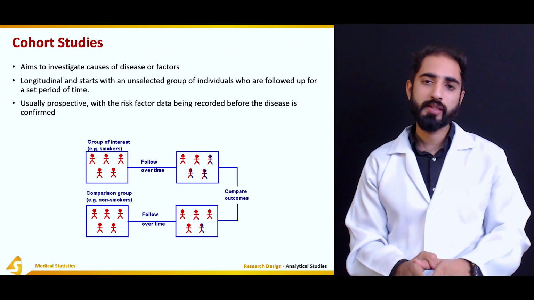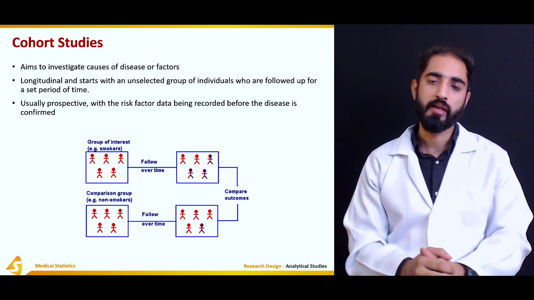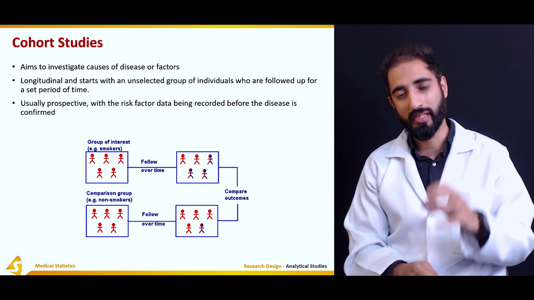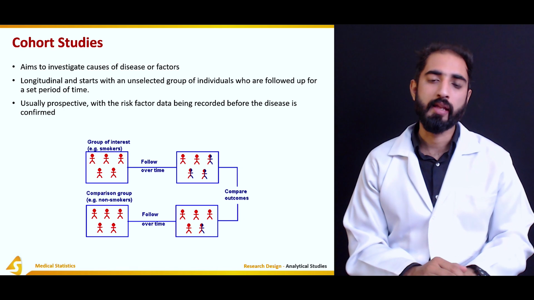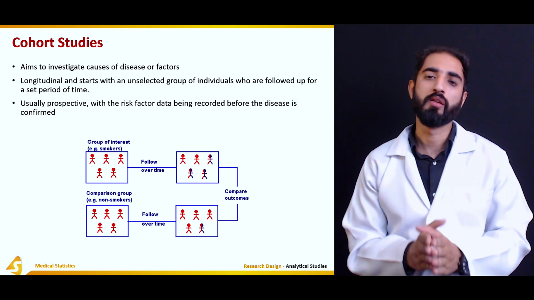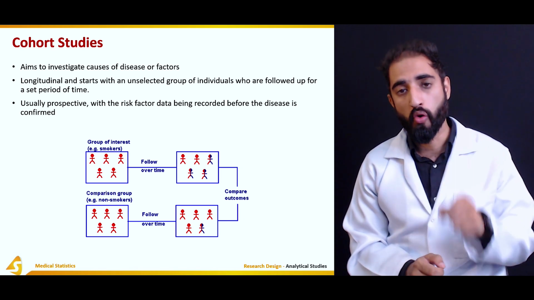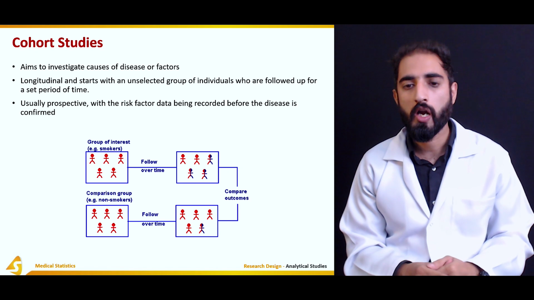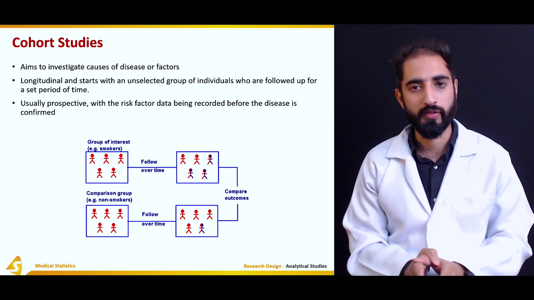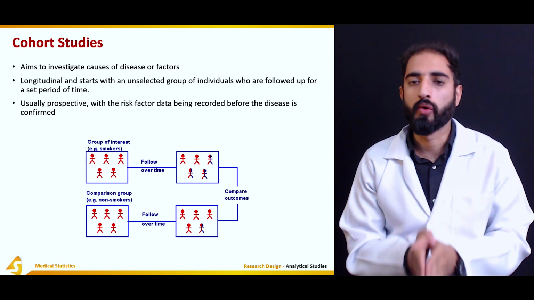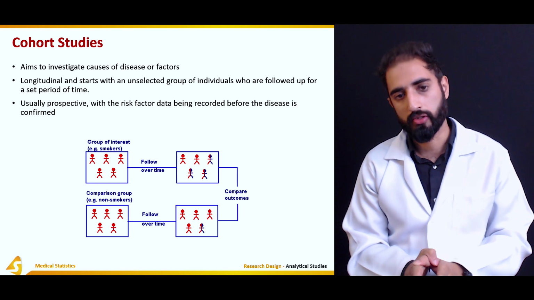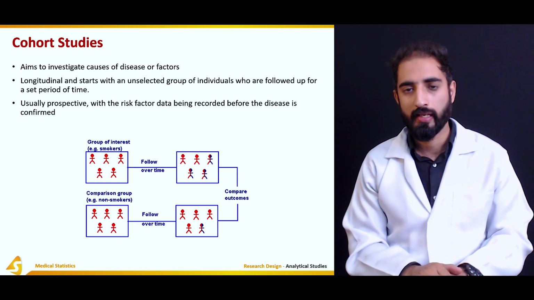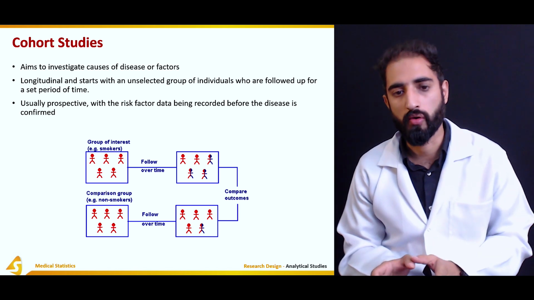Now, cohort studies. Cohort studies are slightly higher in the hierarchy of research, so they are at a higher level than the case controls. Their aim is to investigate causes of disease or risk factors for diseases, but they are more valid and absolute. These studies are mostly longitudinal and prospective, and they start with an unselected group of individuals who are followed up for a set period of time. When you select those patients, they do not have that disease or condition. If we take the same example as for the case control, there are individuals, none of them have the disease, but some of them are smokers and some are non-smokers. So it is a prospective study.